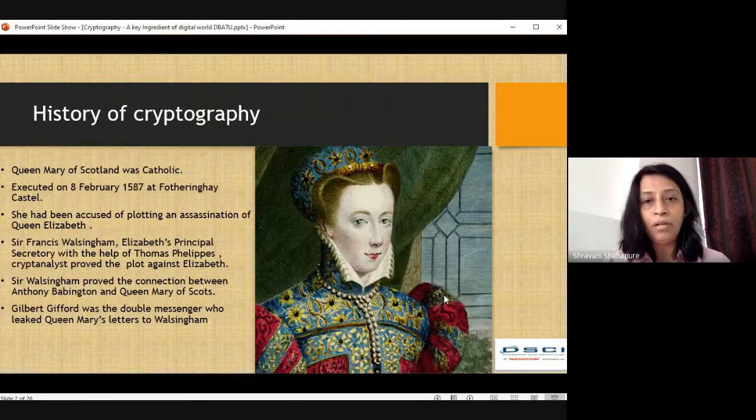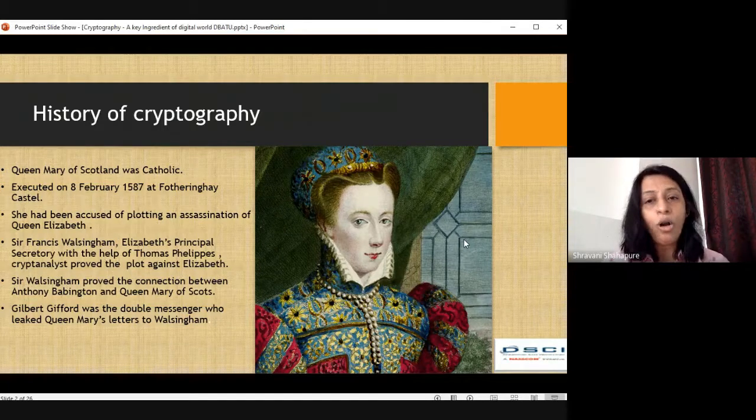Anthony Babington. These messages were wrapped into barrels, and plus there was some nomenclature used in those letters. We will see in the next slide what those nomenclatures are. So Francis decided to hire Thomas, who was a very famous cryptanalyst. He was brought to England and appointed as a professor in the university, just to avoid a leak that some kind of cryptanalysis of the letters was going on.